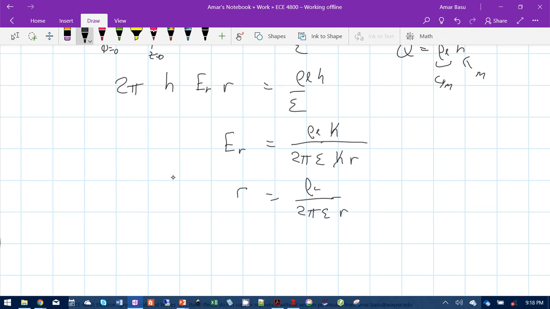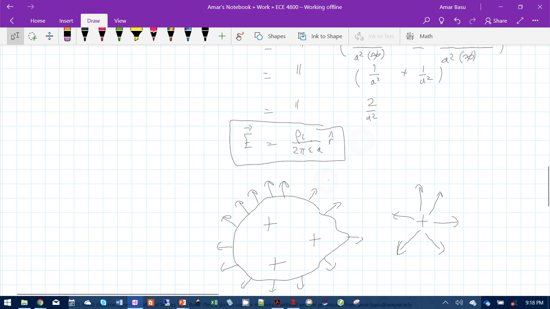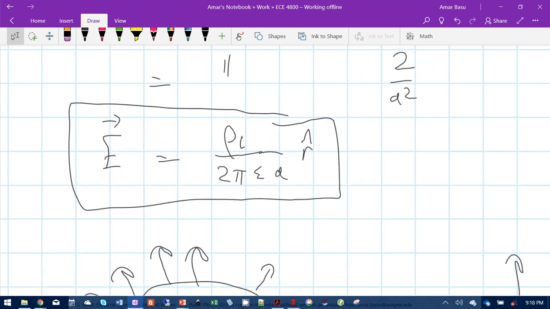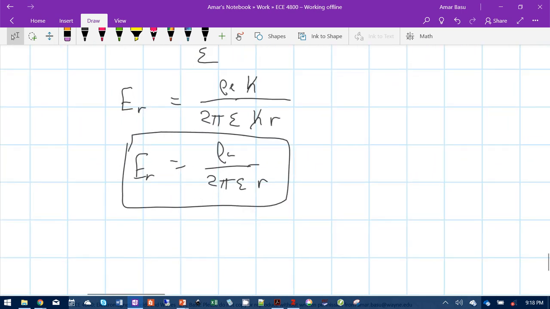Right, and thanks for waiting for that. I wanted to show you that the same thing that we found here, E is equal to rho L over 2 pi epsilon A. Remember, A was the distance to the point, and it's in the R hat direction. By using Gauss's law, we found the same thing. The radial electric field is equal to rho L over 2 pi epsilon R, and R is the distance.